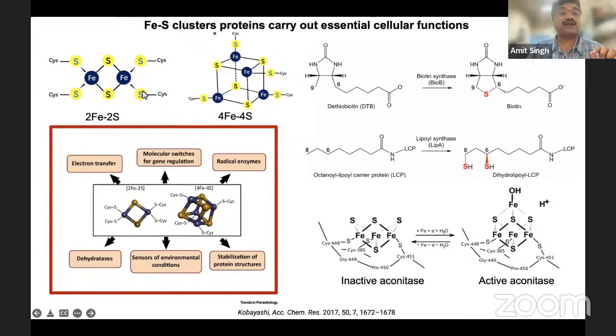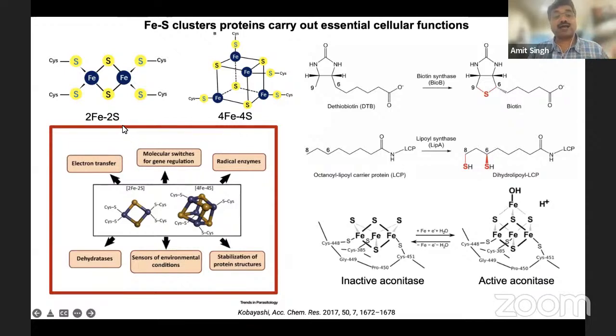And then iron is also coordinated by cysteine sulfur. So for 2 iron 2 sulfur, you need this kind of arrangement. For a 4 iron 4 sulfur cluster, you will need cysteines and sulfide ligands, and you will see a cuboidal kind of symmetry. Now, these iron sulfur clusters are ligated to proteins, and these proteins carry out different reactions.